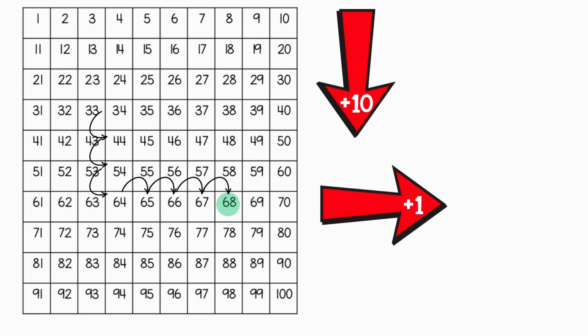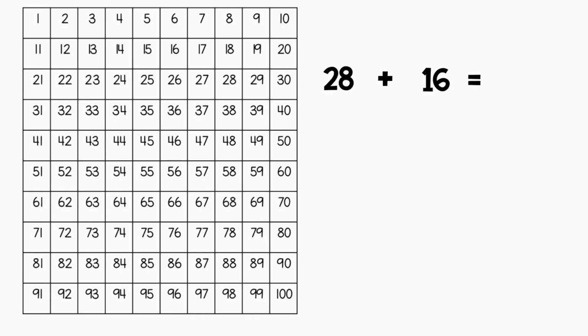Now, let's learn a new way to add using a place value chart and breaking numbers apart. Let's say we want to solve 28 plus 16. Step 1. Let's break apart the second addend, which is 16, into 10 plus 6. That's because 16 has 1 ten and 6 ones. So now we're solving 28 plus 10 plus 6. We can start at 28 on the hundreds chart. First we'll add 10 by going down 1 row.